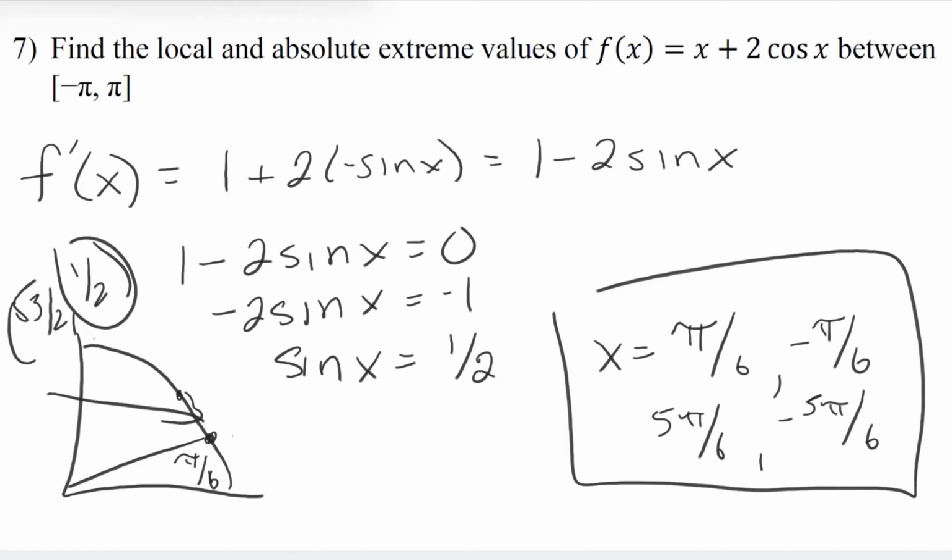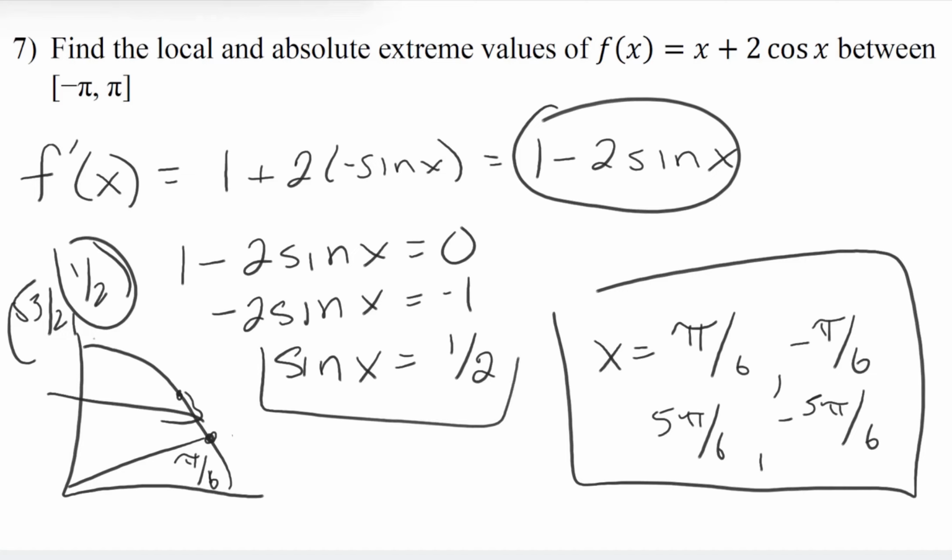I don't know why you need 1/2. I need to figure out where this is 0, so 1 minus 2 sine x equals 0. That means sine of x equals 1/2. Then you plug it back in. I'm looking for the values that give me 1/2 when I plug in for x, which is pi over 6, negative pi over 6, 5 pi over 6, and negative 5 pi over 6.